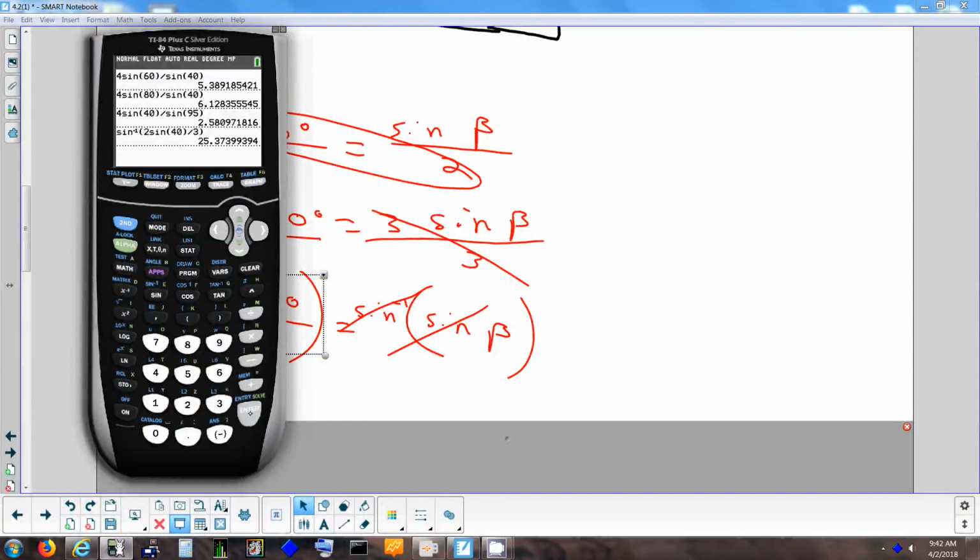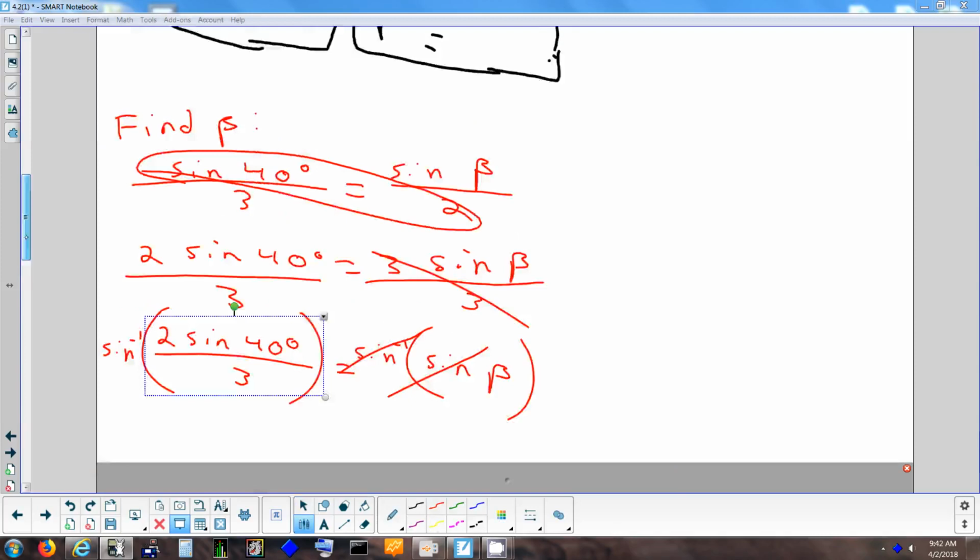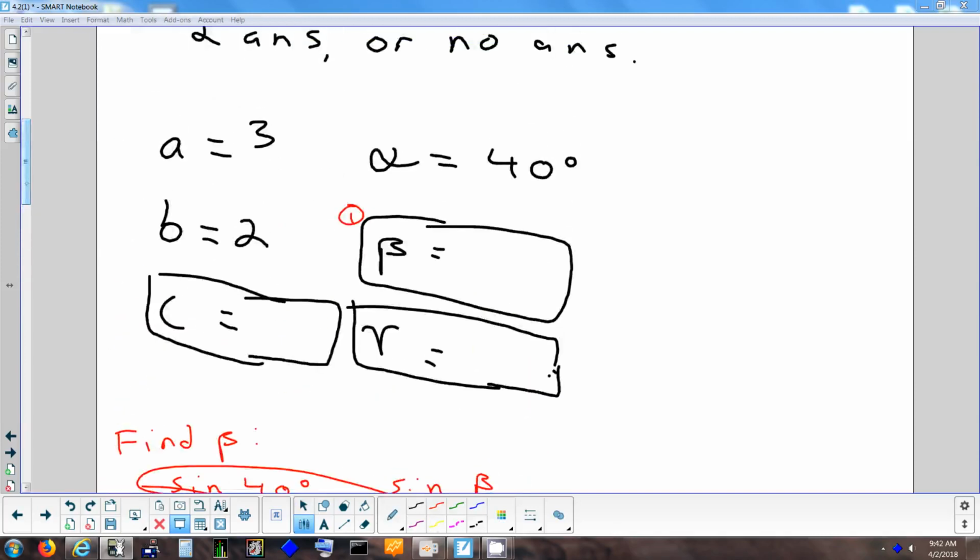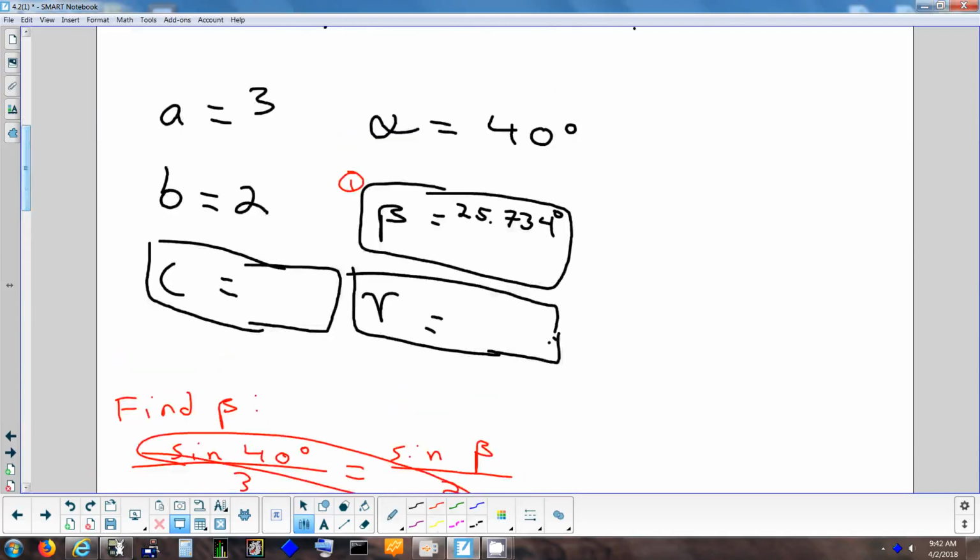And if you type it in correctly, when you hit enter, you should get 25.374. Now, I'm going to put that answer in the box. But notice how I did it? I wrote it up a little higher. The reason I did that is because if there's a second answer, I'll put it down below. If there's not, then there's not. Any questions on how we got 25.374?